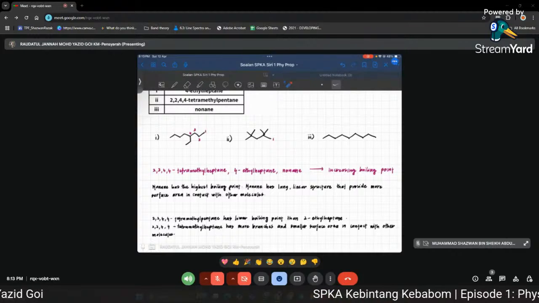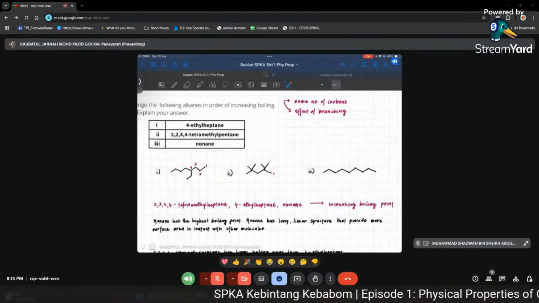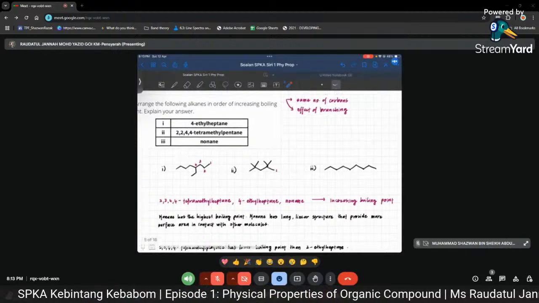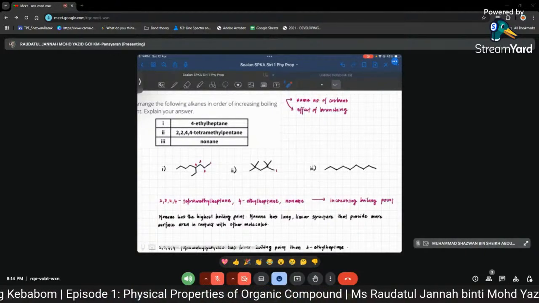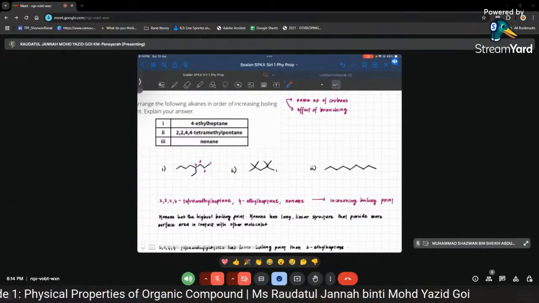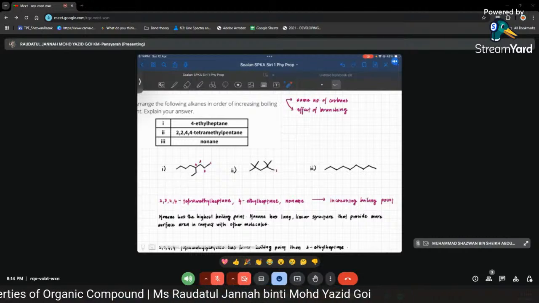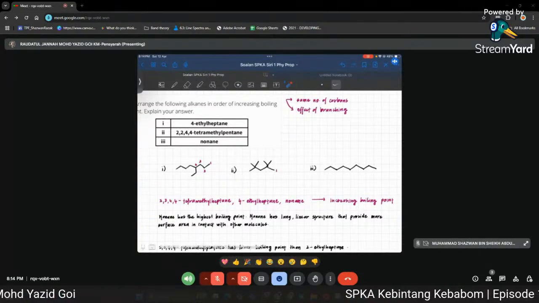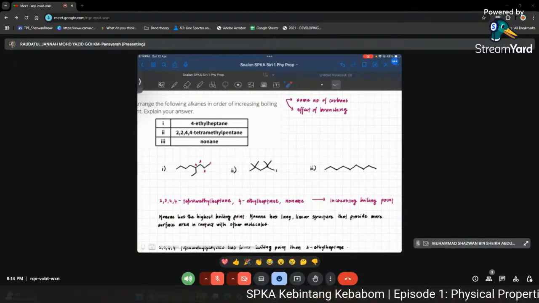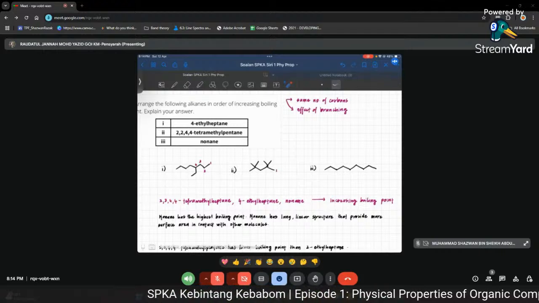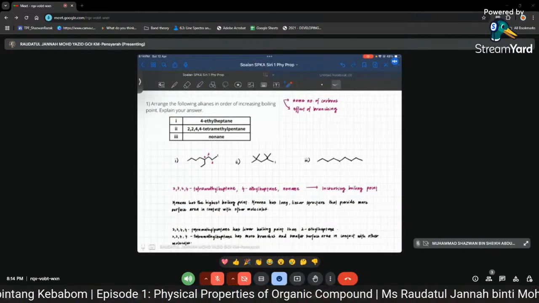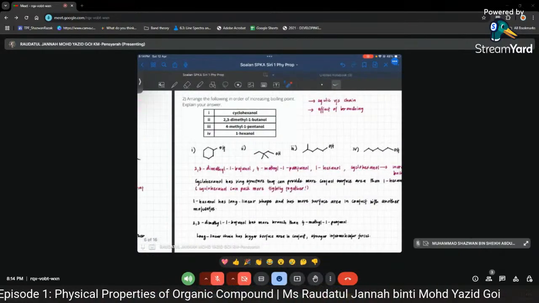Okay, so what are the things yang kita boleh consider untuk you jawab soalan macam ni? So kalau you dapat molecular formula, kalau you dapat nama of the compound, the easiest way for you to imagine is by converting daripada nama kepada structure. So by that, you can actually see the differences between these three compounds yang kita ada. Okay, so that would be the first question for tonight. So let's continue for the second question.